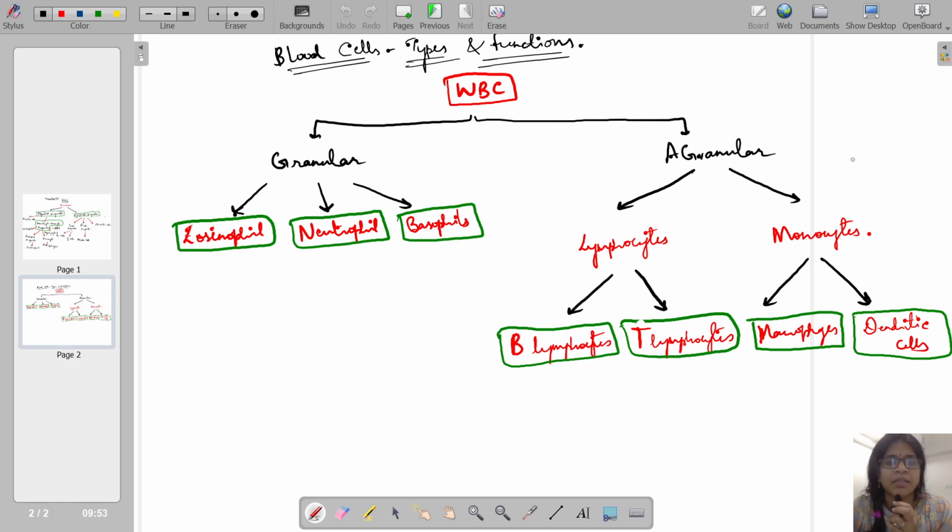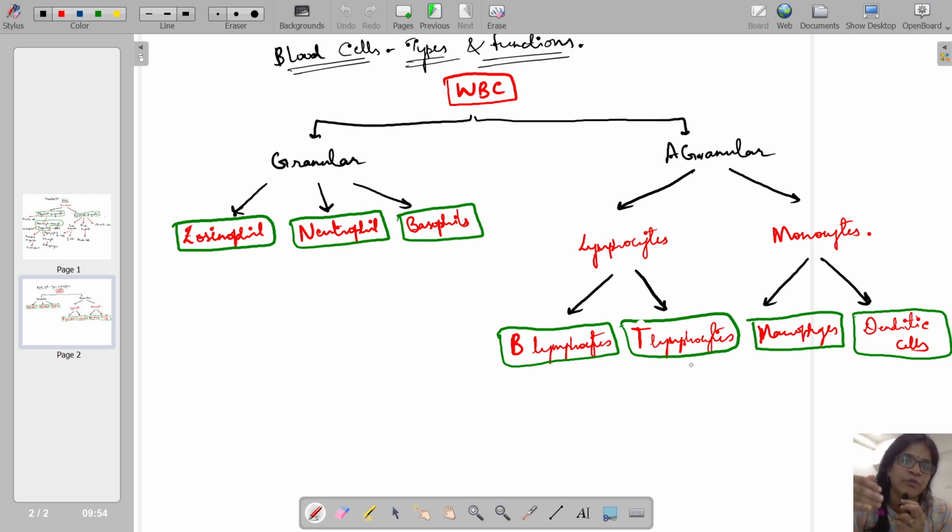Okay. The agranular lymphocytes mainly produce T lymphocytes and B lymphocytes, and you have monocytes, based on the movement of these cells into the different tissues in your body. They are called macrophages. I have also attached a small video that I taught about the monocytes and macrophages, wherever they go.